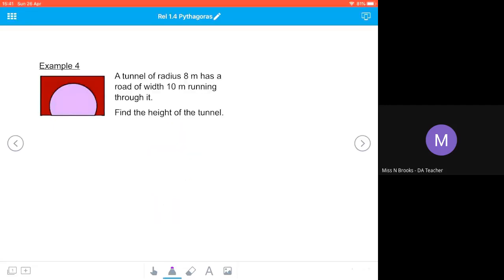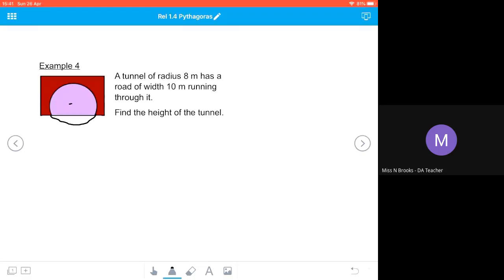My final example is looking at a tunnel of radius 8 meters that has a road of width 10 meters running through it, and I want to find the height of the tunnel. Just because I haven't been given the entire circle doesn't mean that this isn't still a circle geometry question, because I can actually try to draw in the rest of that circle and mark in its center.